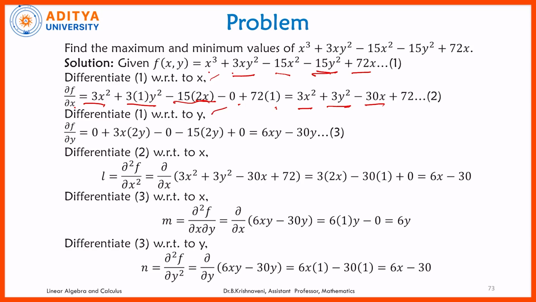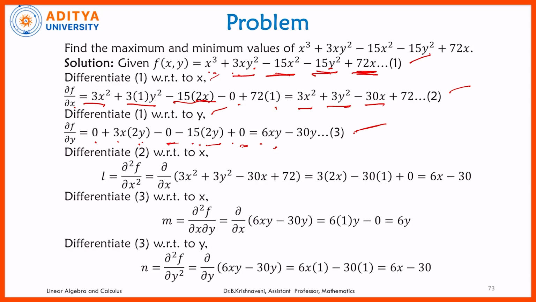Now differentiate with respect to y. Here x is constant: x cube derivative is 0, 3x into y square derivative 2y, minus 15x square constant is 0, minus 15 into y square derivative 2y, plus 72x again constant, derivative is 0. Therefore, this will be equal to 3x into 2y is 6xy, minus 15 into 2, 30y. Let it be equation number 3. So here, equation 1 is the given equation, dou f by dou x is equation 2, and dou f by dou y is equation number 3.